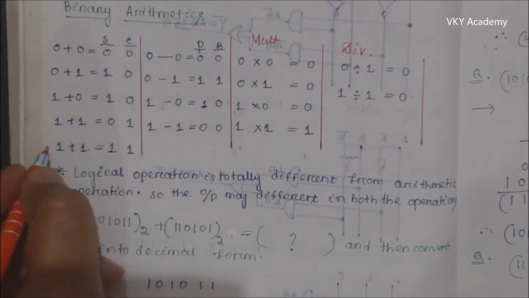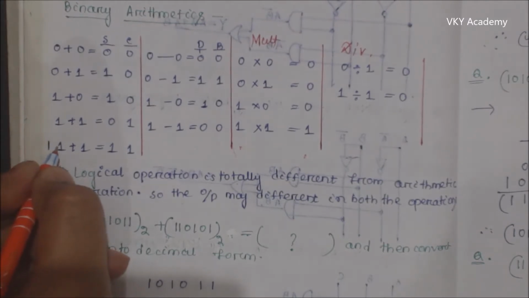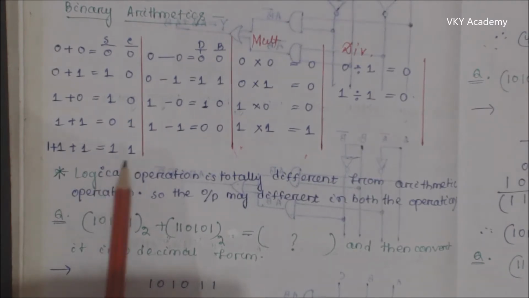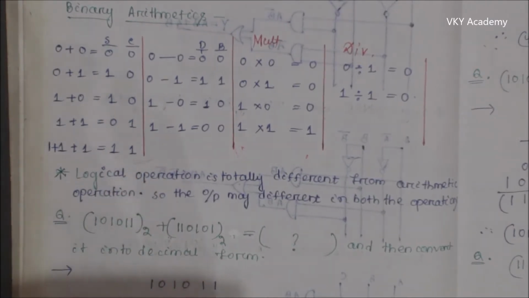Now when we perform the addition of 1 plus 1 plus 1, the result is always binary 1 1. You can test this in decimal also. The decimal of 1 is 1, so 1 plus 1 plus 1 is always equal to 3, and the binary of 3 is always equal to 1 1. So sum is 1 and carry is 1. This is all about binary addition, the basic fundamentals of binary addition.